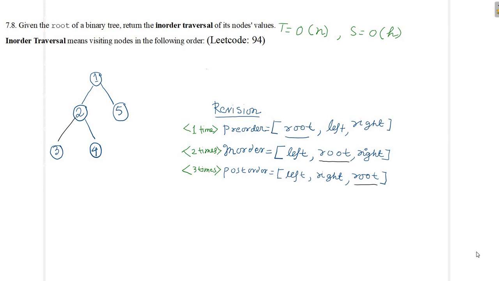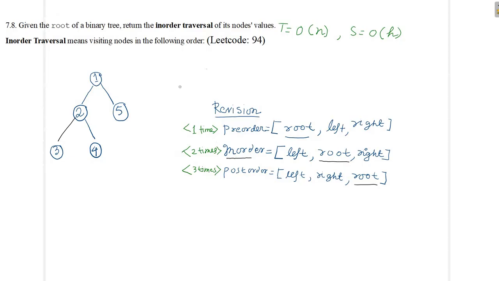So we'll start with the problem statement for Inorder Traversal. Given the root of a binary tree, we have to return the Inorder Traversal of its nodes' values. The Inorder Traversal means visiting the nodes in the order given in this revision part. Inorder is defined as: we have to visit the left node first, then the root, and then the right.